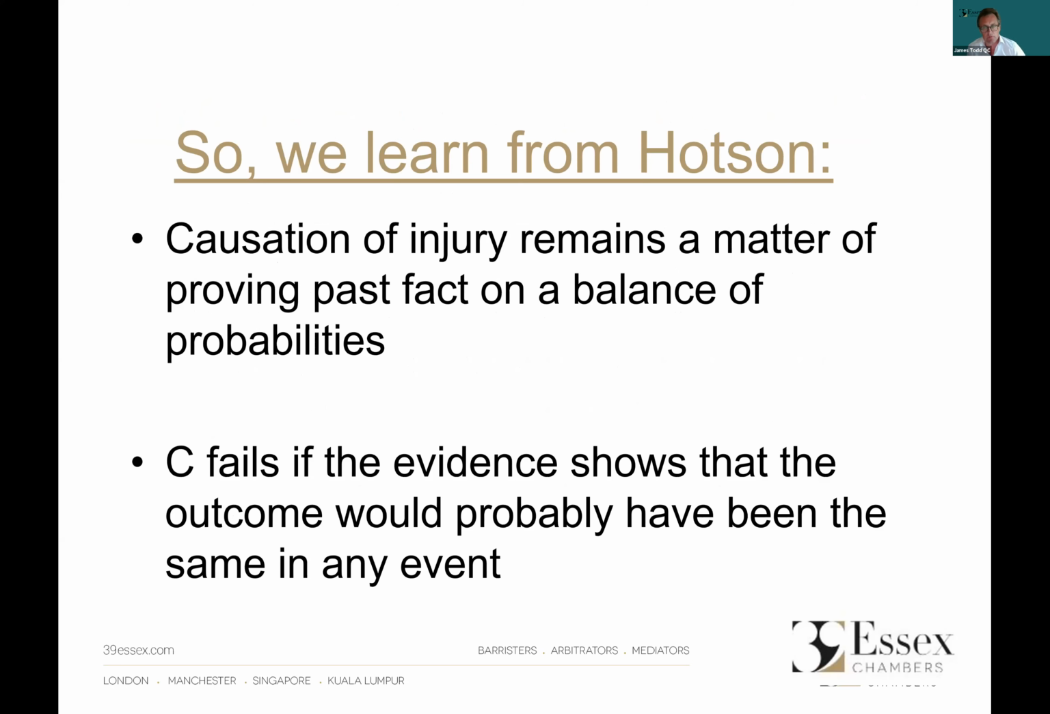So what do we learn then from Hodson, just to finish up on Hodson? First, causation of injury remains a matter of proving past fact on a balance of probabilities. And I'm afraid the claimant fails if the evidence shows that the outcome would probably have been the same in any event. So that's Hodson. I hope I've simplified what is quite a long and complex report in a way that is helpful.